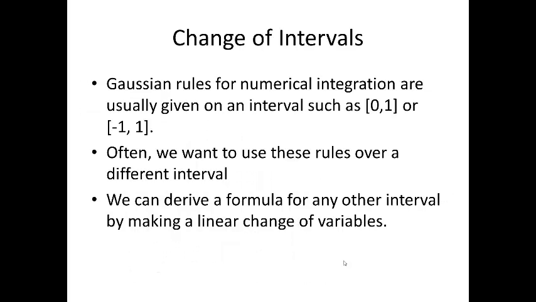Now, Gaussian rules for numerical integration are usually given on an interval from 0 to 1 or from -1 to 1. Often we want to use them on a different interval because we integrate over different intervals. We can derive a formula for any other interval by making a linear change in the variables. If the first formula is exact for polynomials of a certain degree, then the same is going to be true for the second that we get from the change of variables. Let's see how this is accomplished.